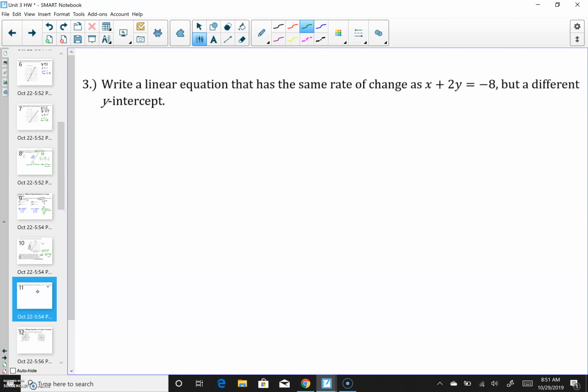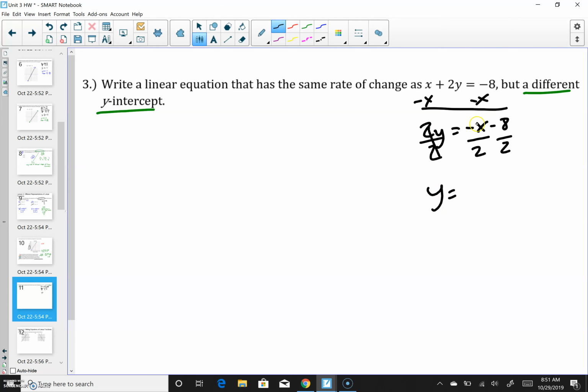Write the equation that has the same rate of change as x plus 2y equals -8, but a different y-intercept. So there's going to be a lot of options here. But the first thing we need to do is take this equation and make it say y equals mx plus b. So we'll start by subtracting the x on both sides. Again, I'm going to put my negative x out in front. And then we're going to divide everything by 2. So when we do that, we get y equals, now there's really an imaginary 1 in front of that negative x, so we get -1/2 x, and then -8 divided by 2 is -4.